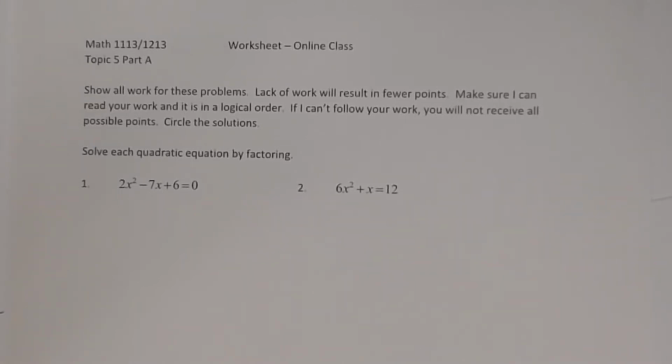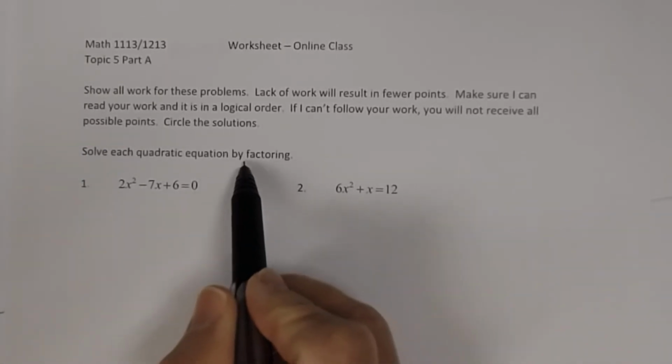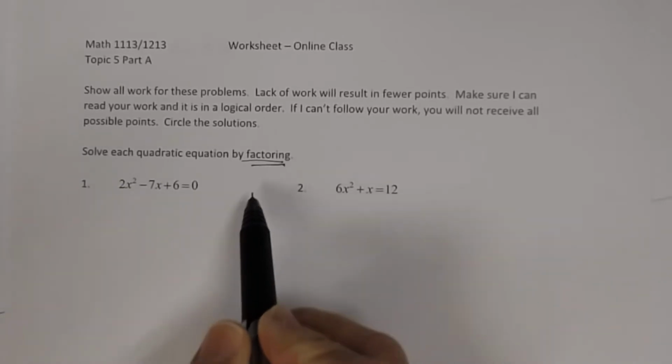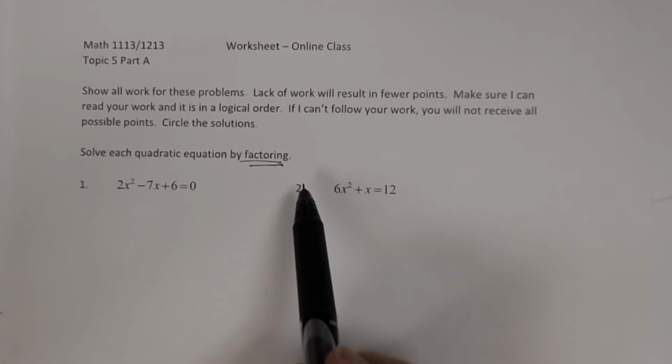This is the key to Topic 5, Part A worksheet. On this worksheet, you want to solve each of these quadratic equations by factoring. So it's very important that you follow directions. The directions did say do this by factoring. Also make sure that you do show your work.